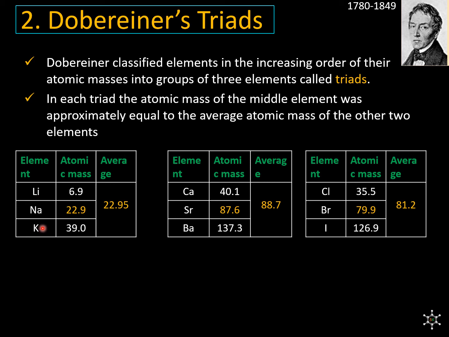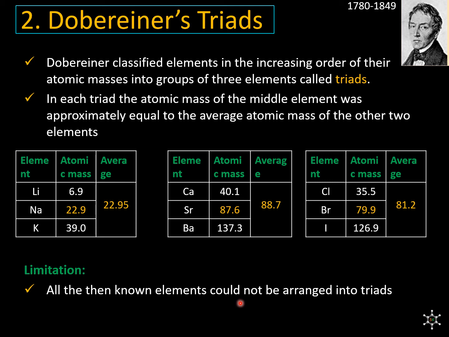Lithium, sodium and potassium: if I take, atomic mass of lithium is 6.9, sodium is 22.9 and potassium is 39. Sodium's atomic mass is the average of lithium and potassium atomic masses, meaning 39 plus 6.9 divided by 2, I will get 22.95. That is nothing but the approximate atomic mass of sodium. In the same manner, the atomic mass of strontium is the average of the atomic masses of calcium and barium. The atomic mass of bromine is the average of the atomic masses of chlorine and iodine.